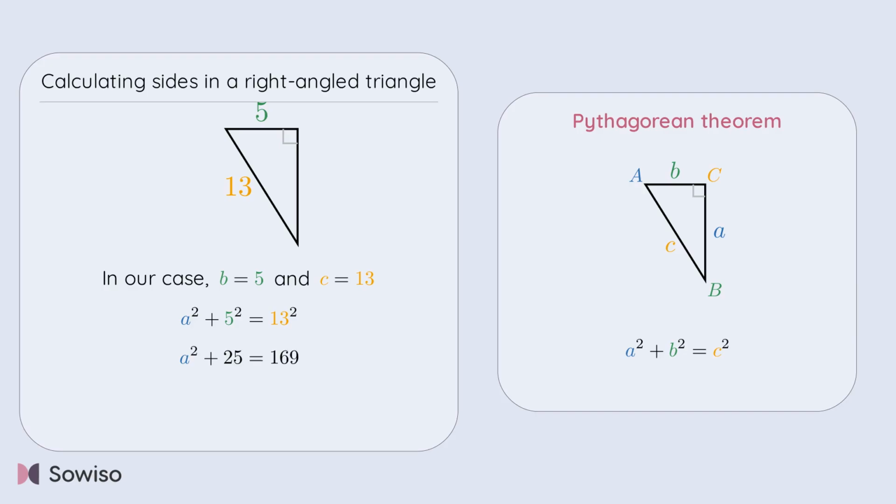5 squared is 25. 13 squared is 169. Rearranging, a squared equals 169 minus 25, which simplifies to a squared equals 144. Taking the square root on both sides yields a equals 12. This means the missing side is equal to 12.